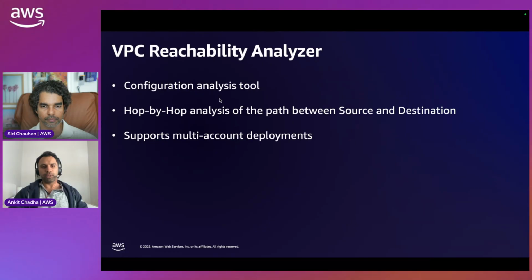And then thirdly, it supports multi-account deployments. So if you have a scenario where your application owners have their own VPCs, then your networking account deploys stuff like transit gateways and firewalls to connect those VPCs. You can always use a dedicated admin with Reachability Analyzer and say that, okay, I want to trace connectivity between a source that's in account one and a destination that is in account two.